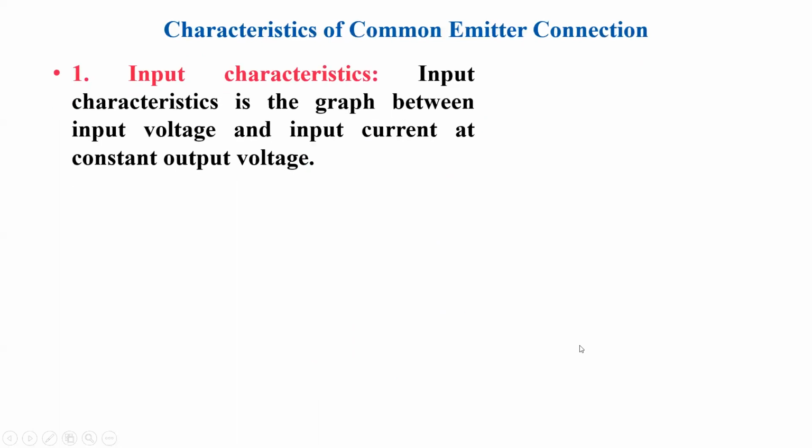So let us take the important characteristics of the common emitter connection. The first one is the input voltage and input current at constant output voltage. So it is called the input characteristics. It is the relationship between input voltage and input current at constant output voltage. While studying the input parameters, output parameters should be kept constant.